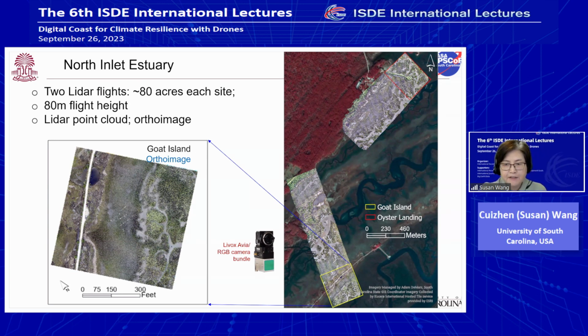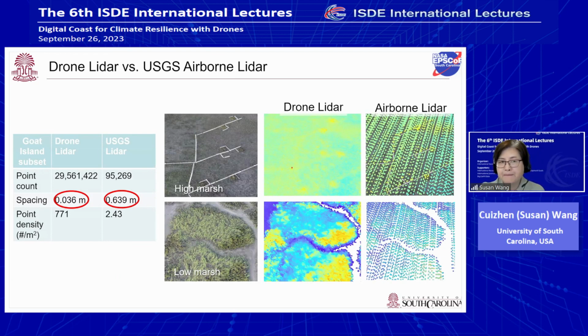And we're using a bundle, the Avia LiDAR and also RGB camera together. The left subset is an example of the ortho image from the same mission. A visual comparison between the drone LiDAR point cloud and the USGS airborne LiDAR. You can tell from the two fields, one is the high marsh with short forms of vegetation, another is low marsh inside the estuary with much taller vegetation.